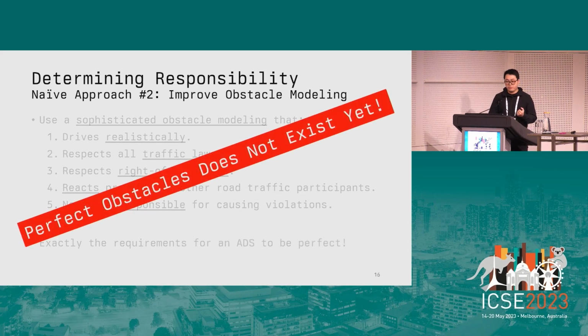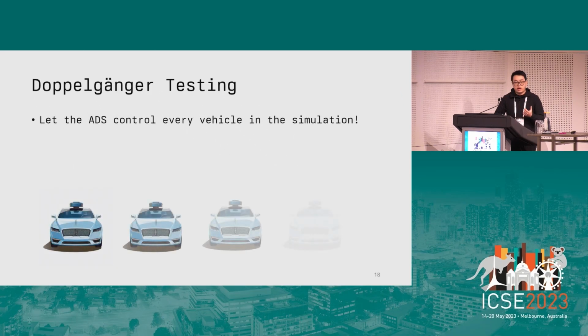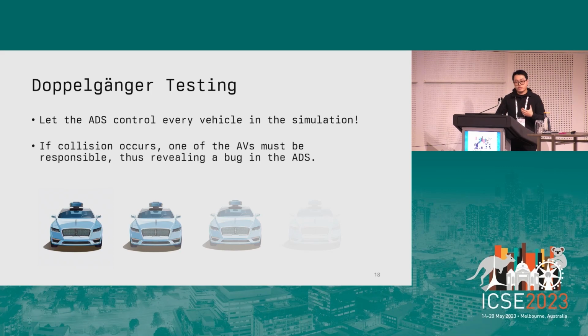So what can we do? And here is where we propose a novel testing approach called Doppelganger testing. The idea is that we're going to let the ADS control every vehicle in the simulation. And the benefit of doing that is once a collision occurs, one of the AVs must be responsible. This scenario will in turn reveal a bug in the ADS.